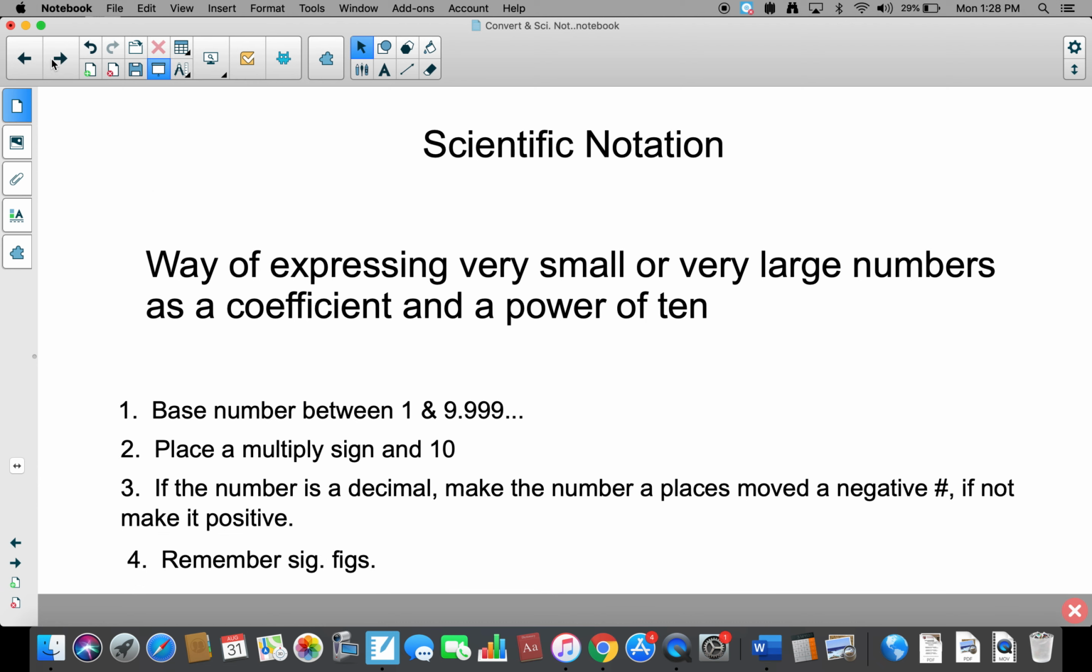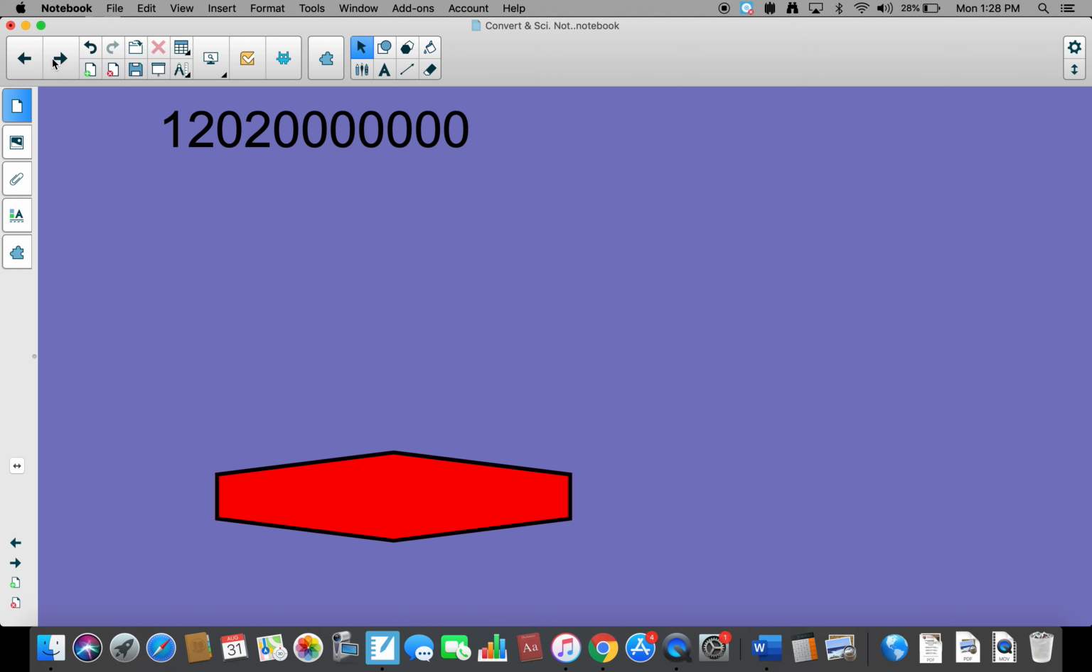And remember sig figs. So let's take our first example. 1, 2, 0, 2, and 1, 2, 3, 4, 5, 6, 7 zeros. So that base number, remember, it has to be between 1 and 9.999, so that's going to be 1.202, and our sig figs, we have 4 sig figs and 4 sig figs. Good to go. Times 10. Now, how many places do we move it? We're going to move it 1, 2, 3, 4, 5, 6, 7, 8, 9, 10. It's not a decimal, it's greater than 10, so times 10 to the 10th. That's how we write it.